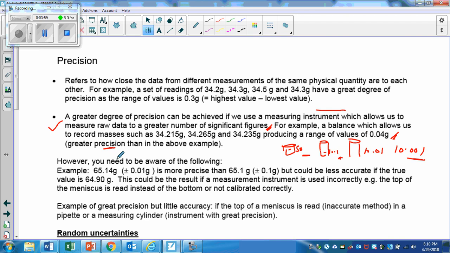However, you need to be aware of the following: if the uncertainty is 0.01, the data of 65.14 is more precise than 65.1, as I was telling you before. But it could be less accurate if the true value is 64.9. The true value is to the tenth place. So these are examples of great precision but little accuracy. If the top of the meniscus is read incorrectly, you can have great precision but less accuracy because you're using an inaccurate method. So of course you will have less accurate data.